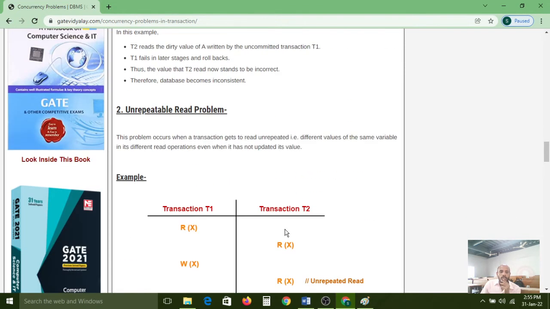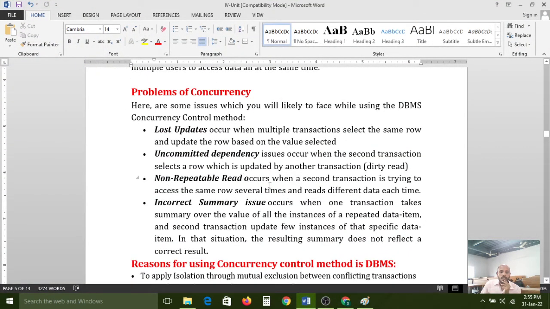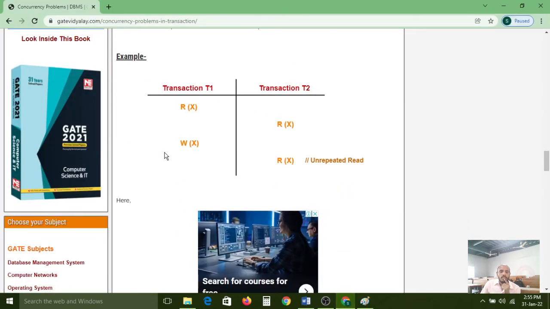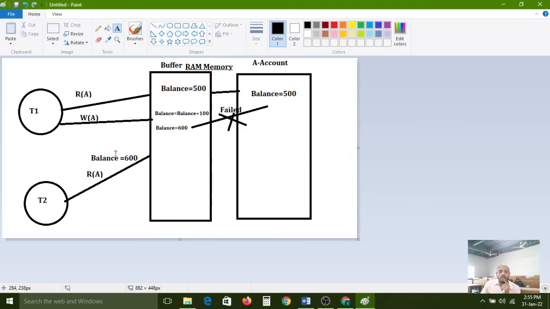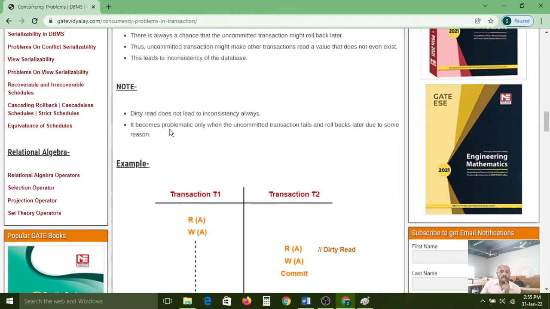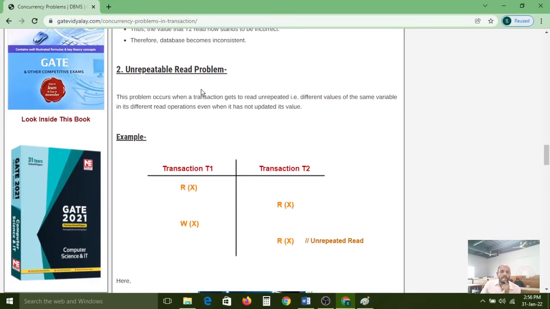Unrepeatable read problem. So what is the meaning of this one? A non-repeatable read occurs when a second transaction is trying to access the same row several times and reads different data each time. Got it? Nothing but what we discussed before. Here it is collecting the data from the buffer. So the actual value is different and this value is different. The definition is what?